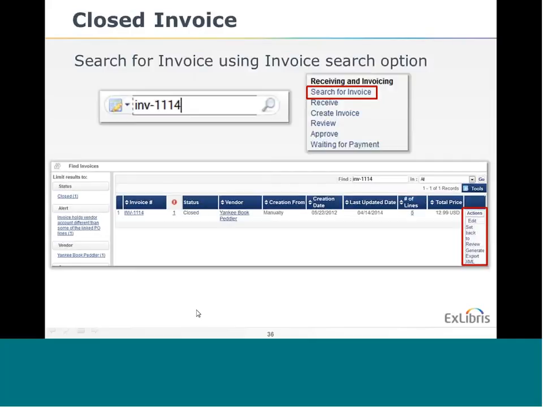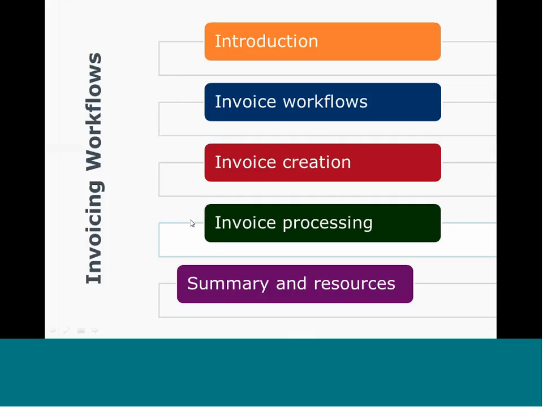If you need to search for a closed invoice, the simplest way to retrieve it is to search for it using either the persistent search box and selecting invoicing as the search option, or from the receiving and invoicing section of the acquisitions menu, clicking on search for invoice. And from there, you can search for the invoice and then view the closed invoice. So this brings us to the end of our session.